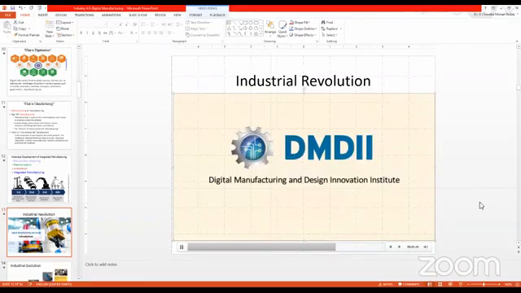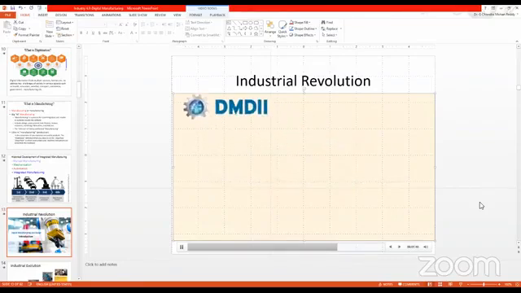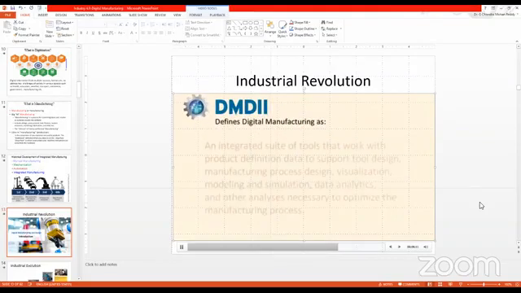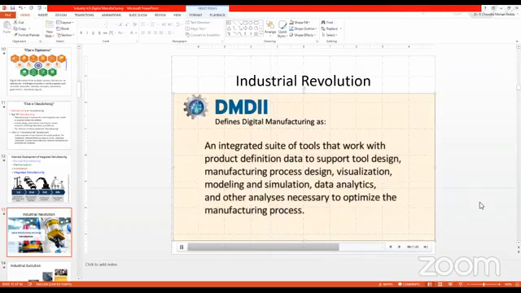The Digital Manufacturing and Design Innovation Institute, or DMDII, defines digital manufacturing as an integrated suite of tools that work with product definition data to support tool design, manufacturing process design, visualization, modeling and simulation, data analytics, and other analyses necessary to optimize the manufacturing process.